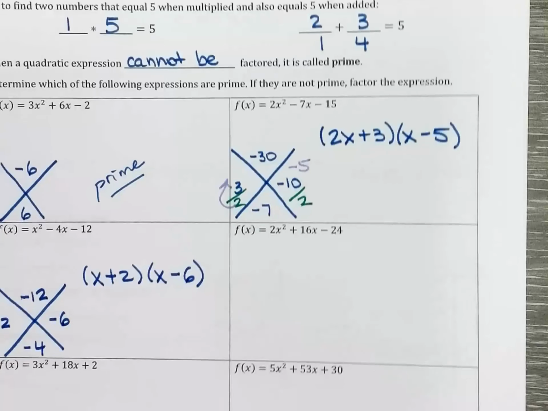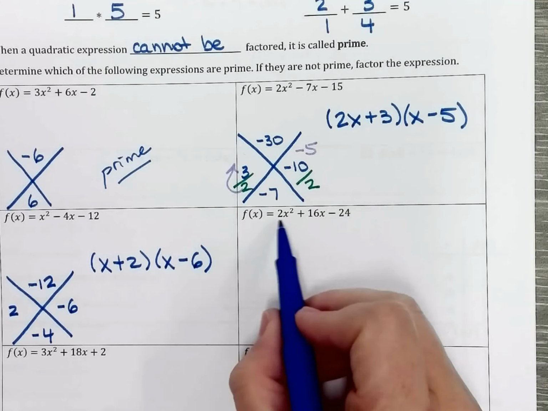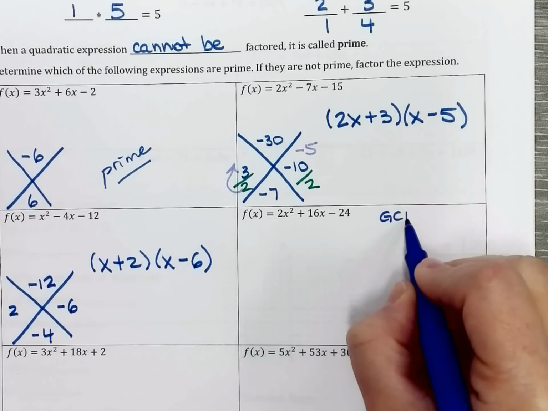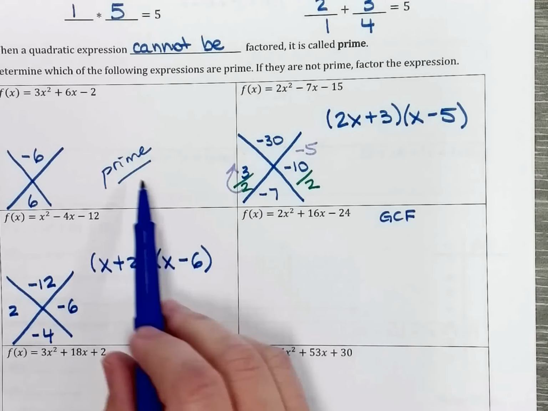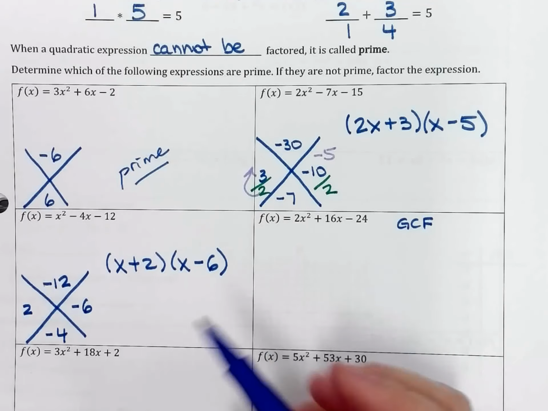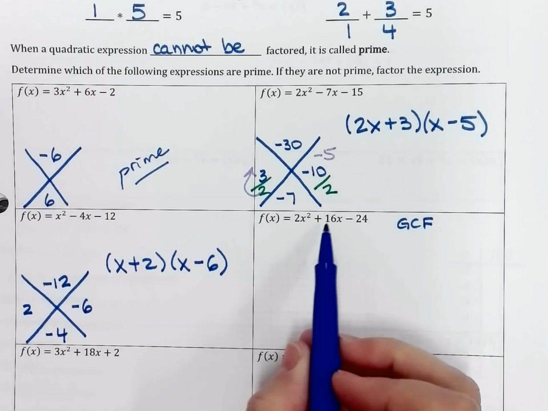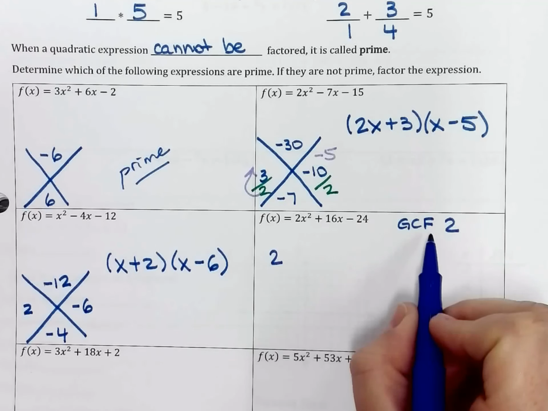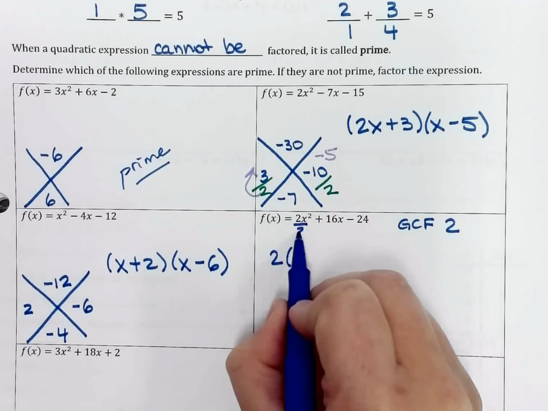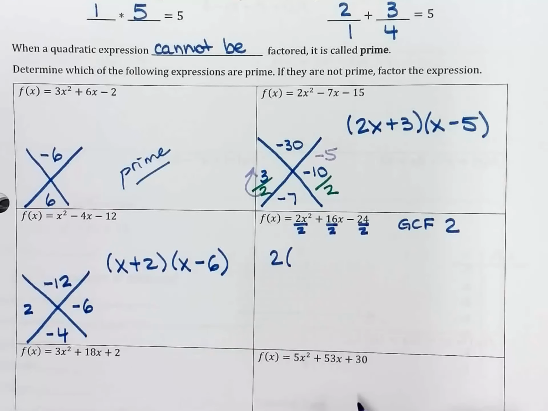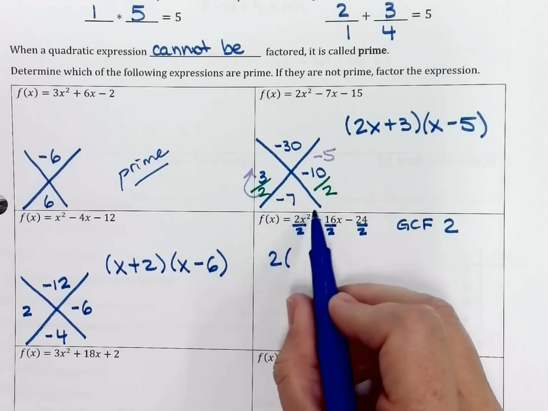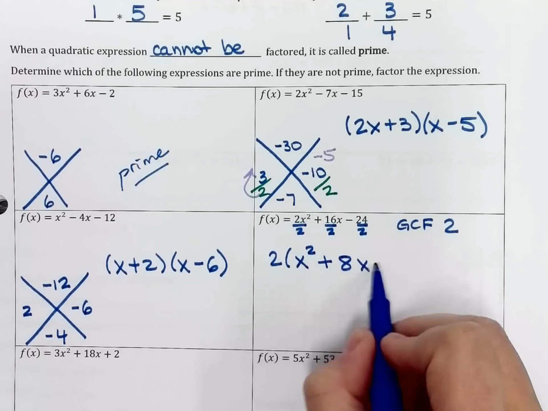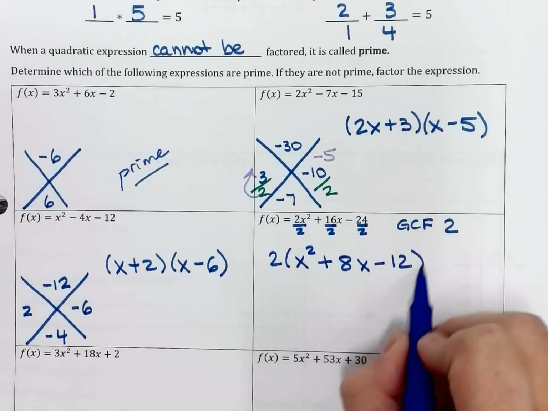Let's do one more. So before I start any factoring, I always have to look for the greatest common factor. The previous three just didn't have one, okay? But when you look, you're like, okay, I can divide everybody by 2. So the greatest common factor here will be 2. The greatest common factor, the GCF, goes in the front, and then that means you're dividing each one of those terms by the GCF. So 2x squared divided by 2 is x squared. 16x divided by 2 is 8x. 24 divided by 2 is 12.